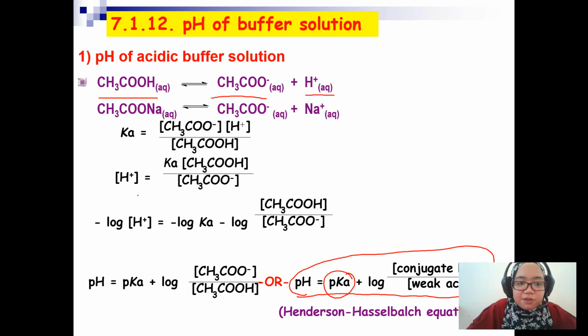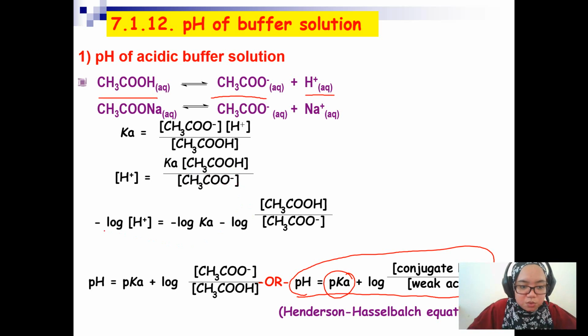Okay, so now you can find the concentration of H plus here, sebab dia akan bagi Ka punya value, so you boleh cari macam ni lah. Okay, so this is how you derive your Henderson-Hasselbalch equation actually. So bila you dah dapat concentration of H plus, you negatifkan log dekat dua-dua side. Okay, when you negative log dekat dua-dua side, you will get negative log H plus equals to negative log Ka minus log CH3COOH divided by CH3COO minus.